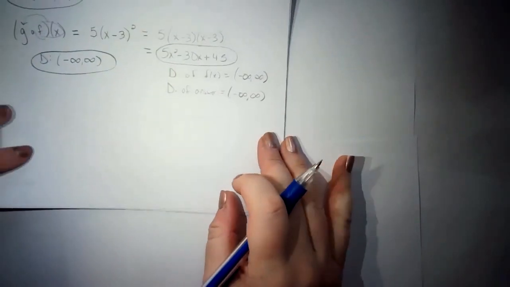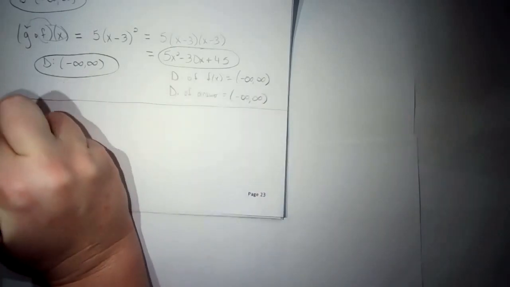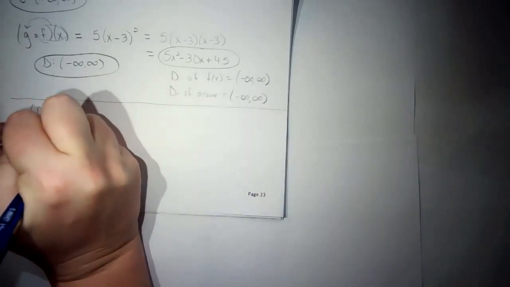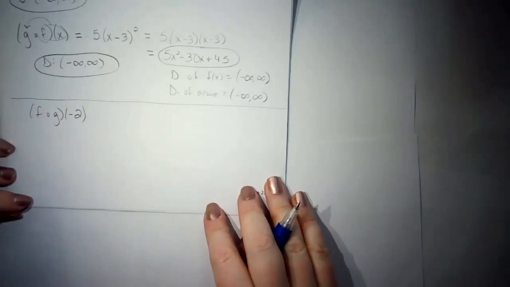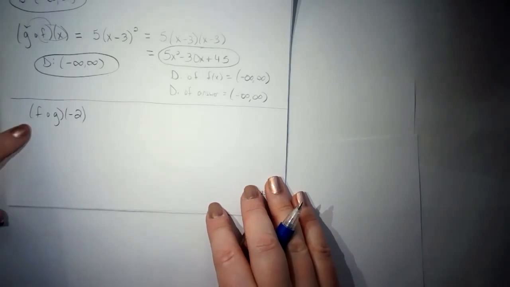Okay, so now let's look at what they want. Now they want f of g of -2. There are two ways you can do this. I'm going to show you both ways, and then you can decide what you want to do. There's the longer way and the shorter way, but the longer way doesn't involve all the compositions, so you may like it better. So let's start with that.